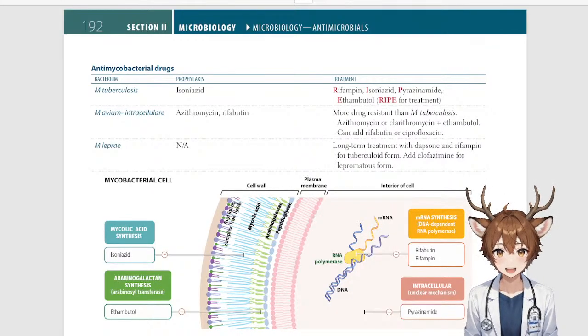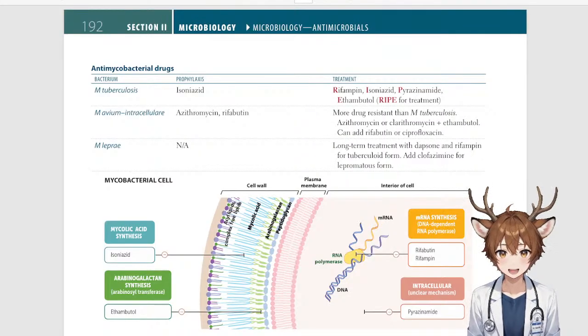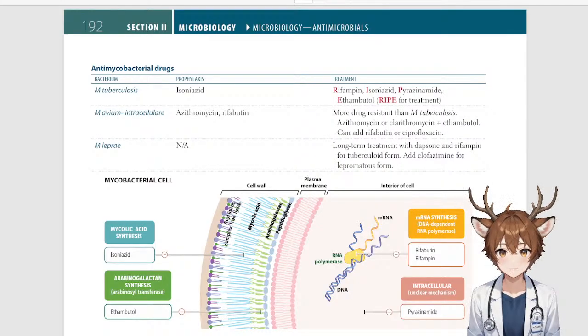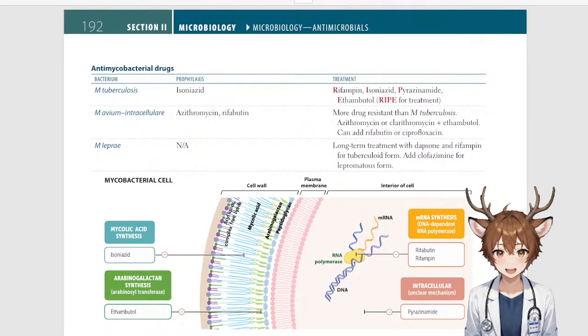Mycobacterium avium intracellulare. Prophylaxis: azithromycin, rifabutin. Treatment: azithromycin or clarithromycin plus ethambutol. You can add rifabutin or ciprofloxacin as well.